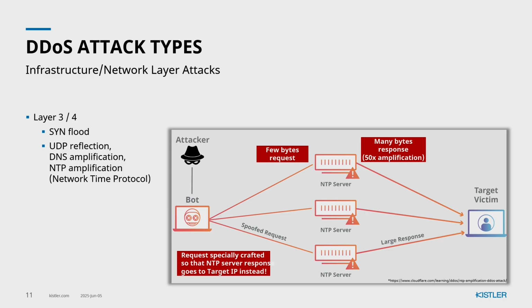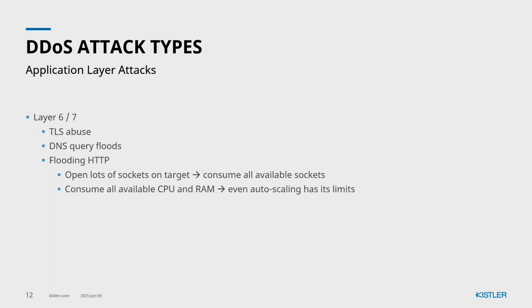You use your bandwidth to contact the NTP server instead of your target, but this bandwidth is multiplied 50-fold. You put a much bigger load onto the target victim than you would be capable of with just your own infrastructure. The NTP servers don't even know they are being abused for this attack. So it's a very clever trick.